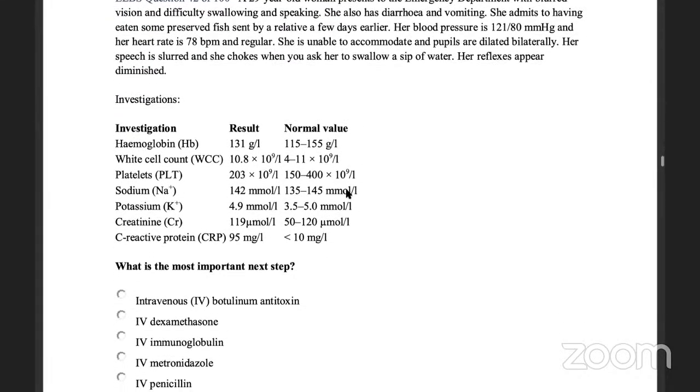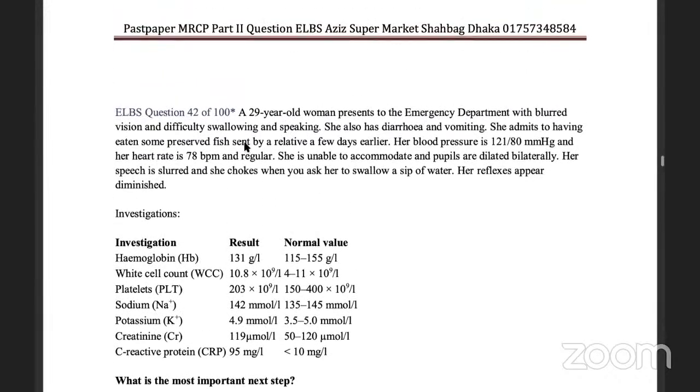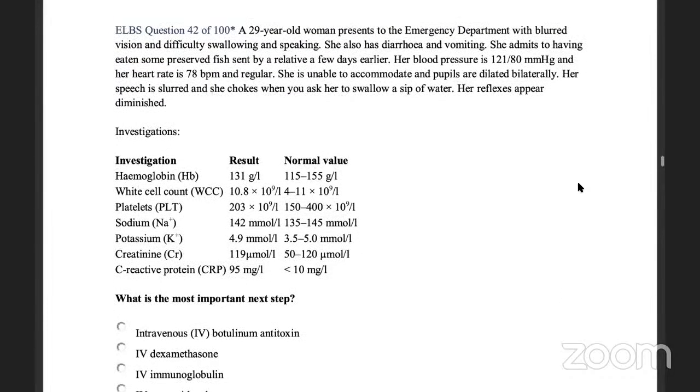What is the most important next step? CRP is raised, but others are normal. And 29, blurred vision, difficulty swallowing and speaking. She also has diarrhea and vomiting. She admits to having eaten some preserved fish sent by a relative a few days earlier. Blood pressure is 121/80 and pulse 78 regular. Pupils are dilated bilaterally, unable to accommodate. That means ophthalmoplegia. Her speech is slurred and she chokes when you ask her to swallow a sip of water. Her reflexes appear diminished. What is the most important next step?